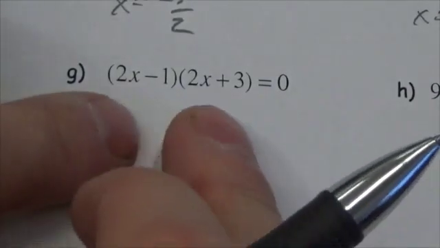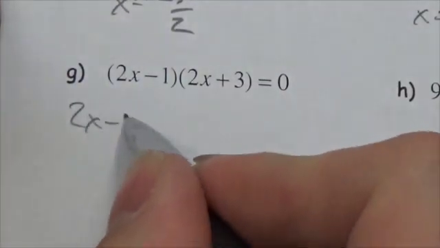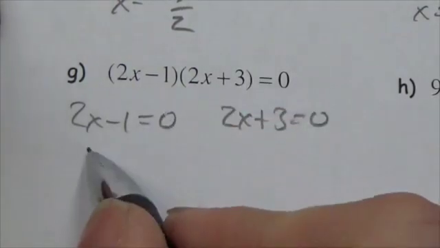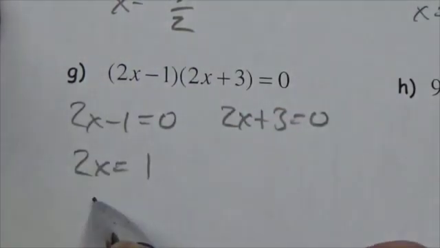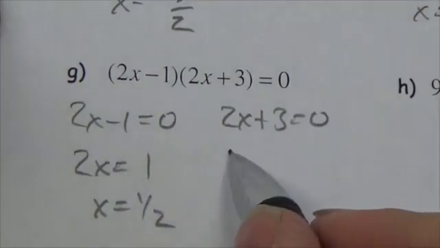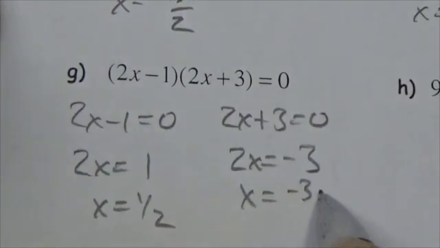Okay, down here, again, this is already in factored form, so I'm good to go here. I just got to take the two factors here and set them both individually equal to 0. Bring over the 1 in this case, and then divide by 2. So x is equal to a half, or 2x is equal to negative 3, and then we divide by 2, and we're going to get x is equal to negative 3 halves. And again, here are my two possible solutions for that.